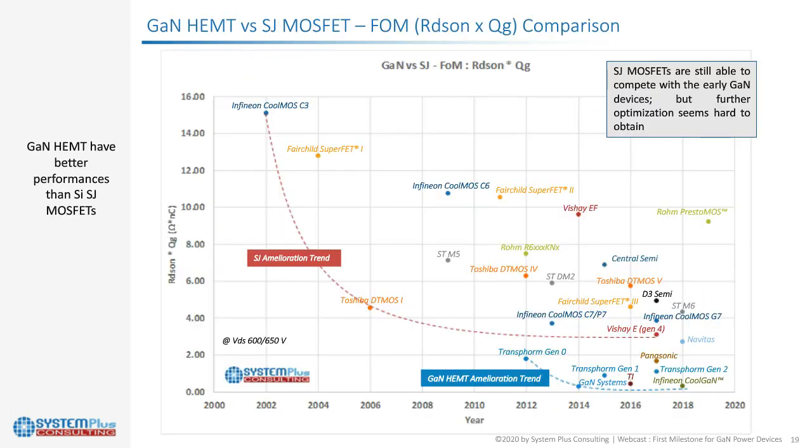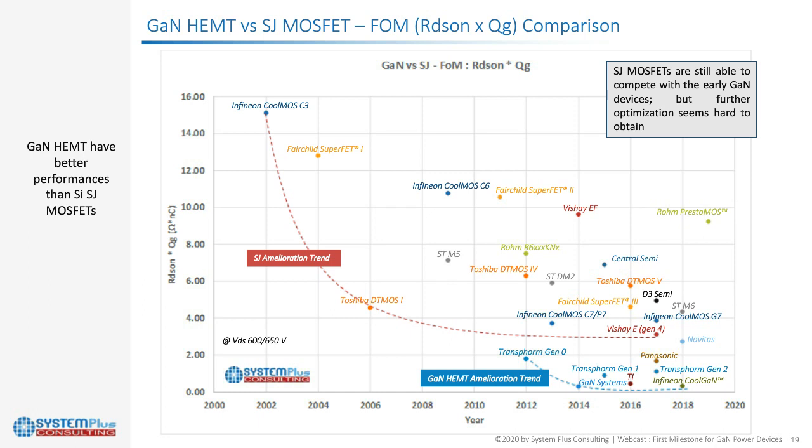Why are we interested in GaN? Because GaN entered the market thanks to its good performances, and its main competitors are always in the range of 650 volts, the main competitors of super junction MOSFET. If we have a look at the performances, the figure of merit of the latest devices proposed on the market, we see how the improvement trend of GaN devices is going really fast. In the latest years, we have a lot of new proposals from GaN players.